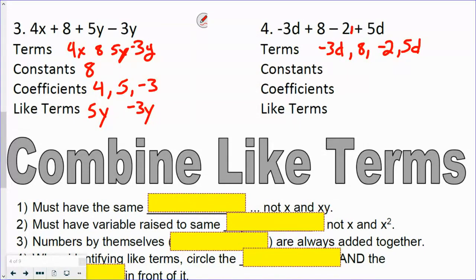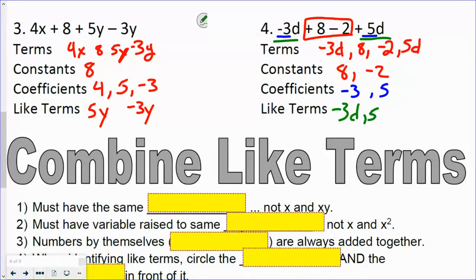Constants. These are both my constants right here, so I have 8 and a negative 2. My coefficients are these numbers in front of the variables. And I also am going to put them as my like terms. They both have the variable b, so I can combine my negative 3b and my 5b.